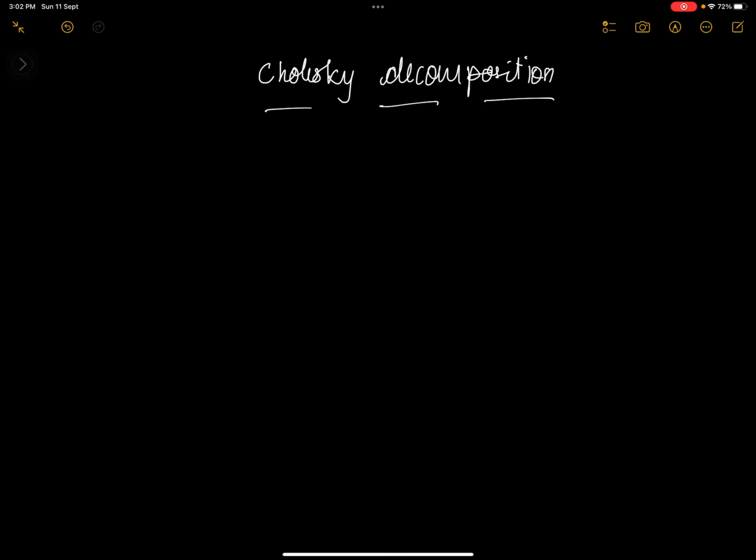So let's get cracking. So what is a Cholesky decomposition? Cholesky decomposition is basically a very powerful numerical optimization technique which involves decomposing a given matrix into a product of a lower triangular matrix L and an upper triangular matrix U. So if I have, say, a given matrix A, I want to decompose this into L L transpose.